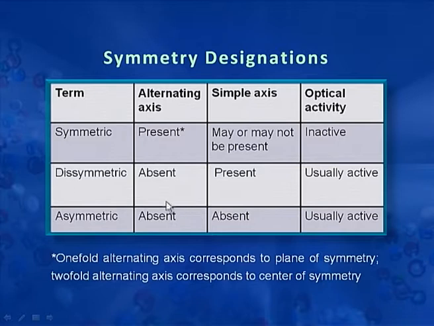If an alternating axis of symmetry is absent, and a simple axis of symmetry is also absent, we call those molecules asymmetric and they are usually active. But if a simple axis of symmetry is present and an alternating axis of symmetry is absent, then such molecules are now given the name disymmetric and they are usually active.